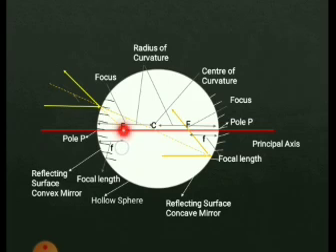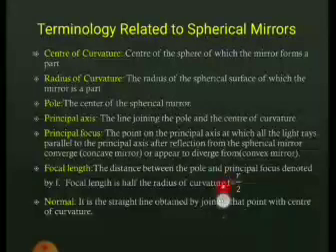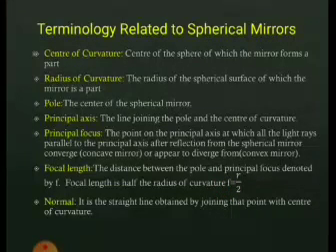So small f is equal to r by 2 for this mirror as well as for this mirror. That's why it is written that focal length, small f, is equal to r by 2.